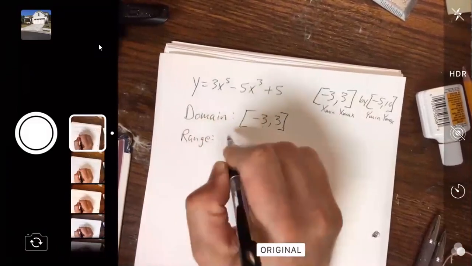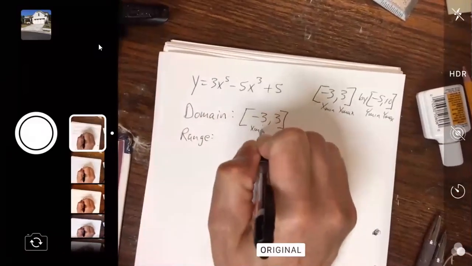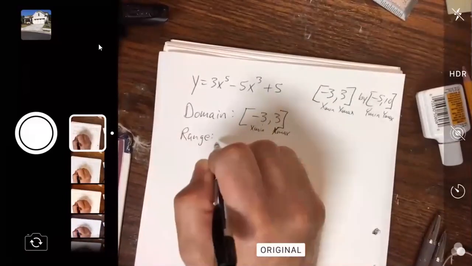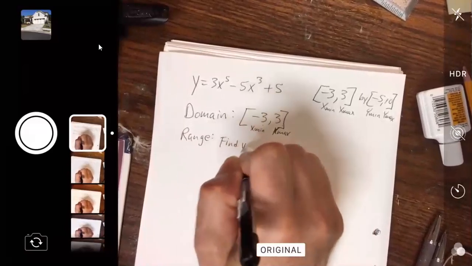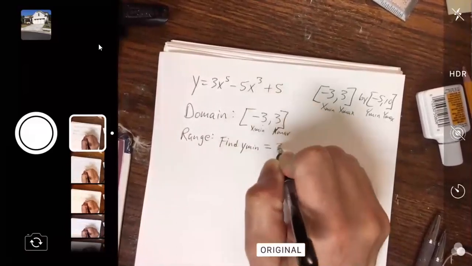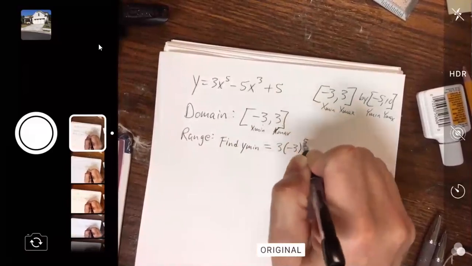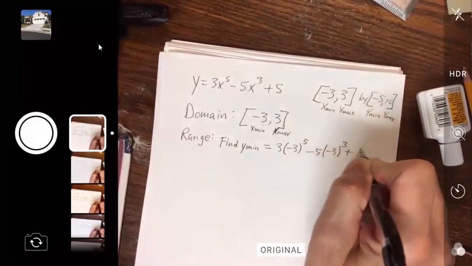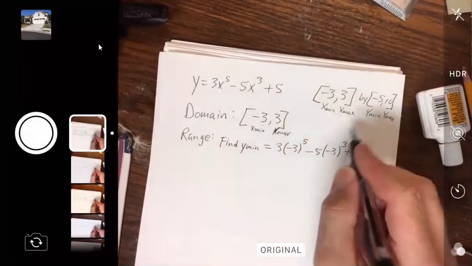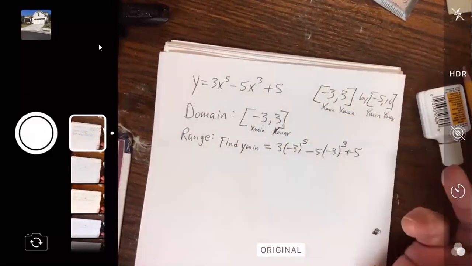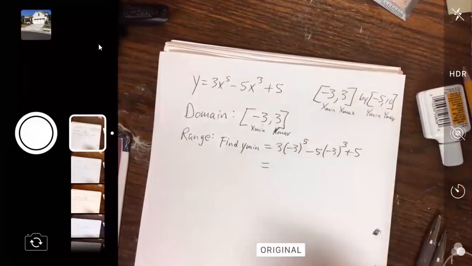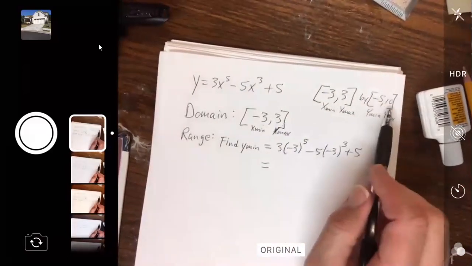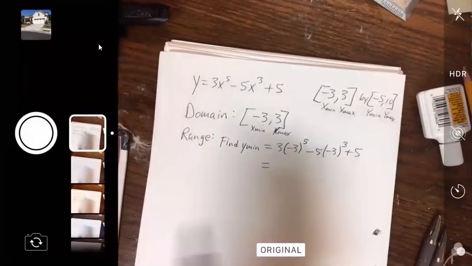For the range, since this is x min and this is x max, to find y min, that will be equal to 3 times -3 to the fifth, minus 5 times -3 to the third, add 5. If it works out to -5, I'll be very surprised. They generally don't give you any obligation that this would work out. This is just some generic numbers that's supposed to show you the whole graph. Okay, let's see.